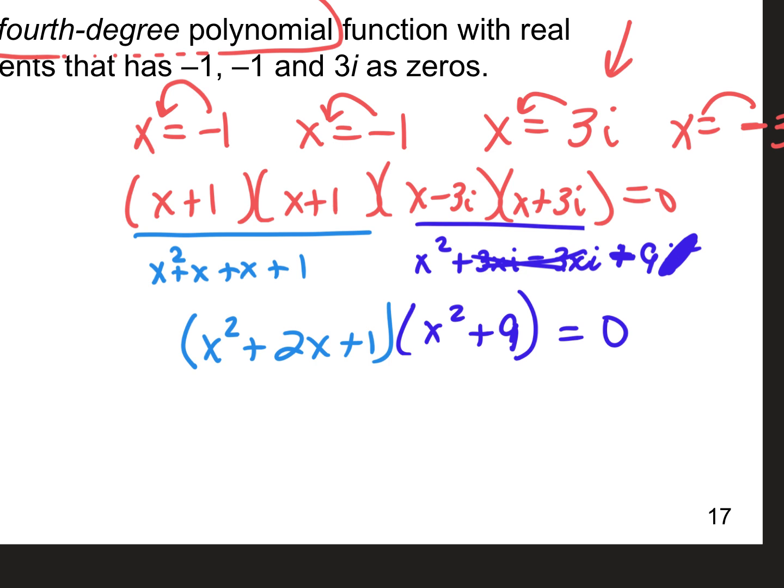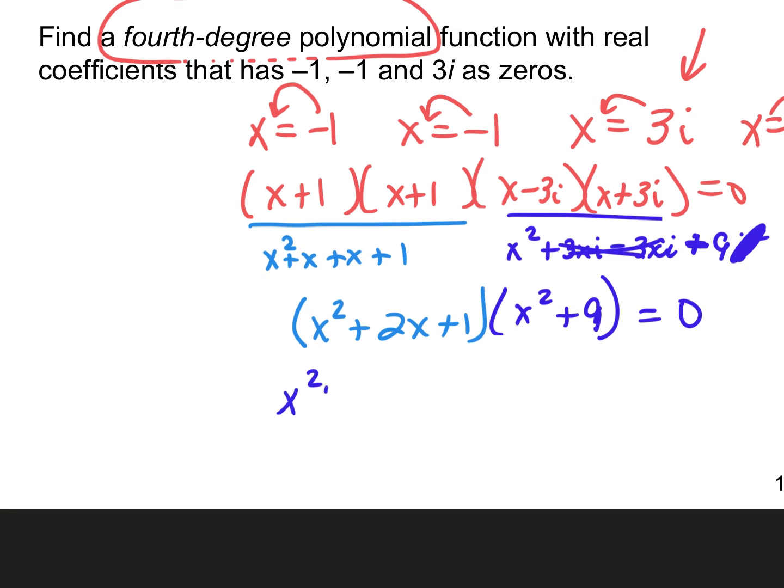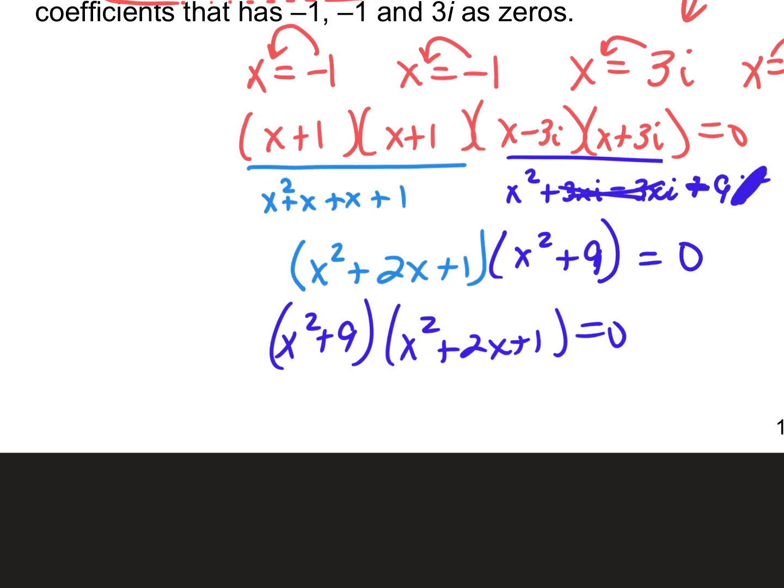What do we do with this? You FOIL it again. You distribute again. I'm actually going to rewrite it to put the x squared plus 9 in the front. You don't have to. I just like when the smaller amount is in the front. So we FOIL again. And again, everybody in here can do this.